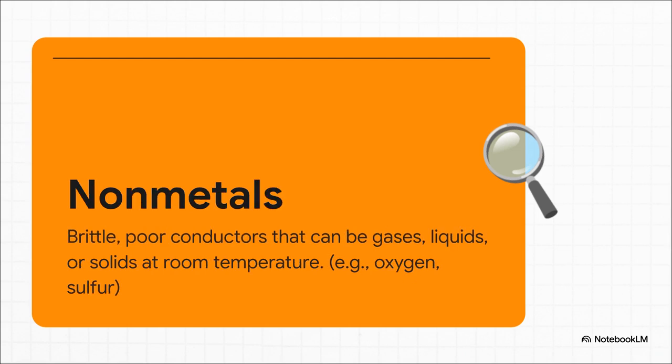Now, over on the other side of the map, tucked away in that upper right corner, you've got the nonmetals. And really, they're the total opposites of metals. If you find a solid nonmetal, it's probably brittle. It'll shatter if you hit it. They are awful conductors, which is why we use them as insulators. And they're a pretty diverse bunch. Some are solids, some are liquids, and a whole bunch are gases.